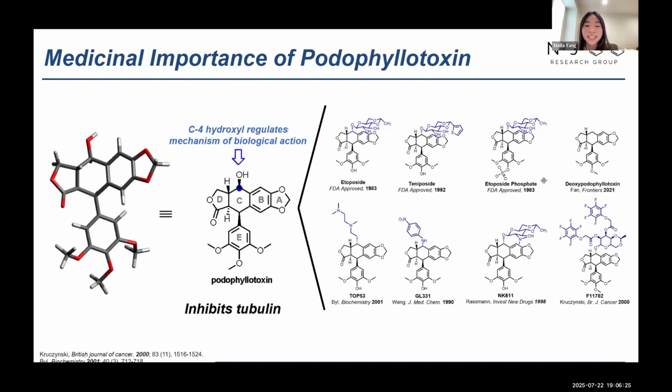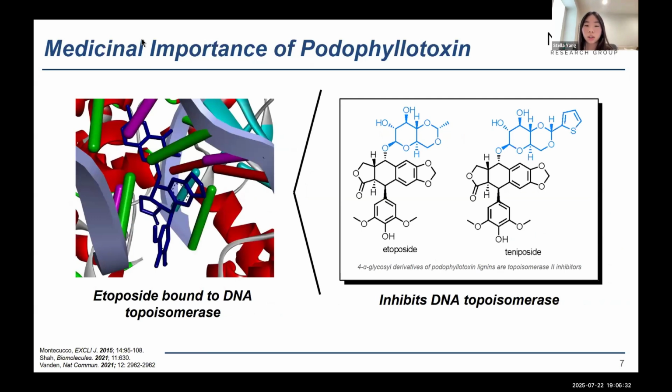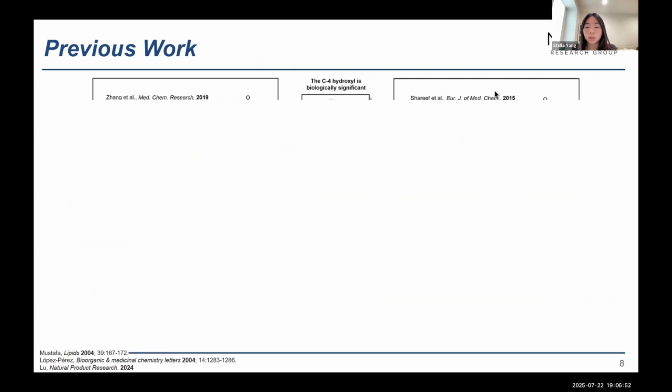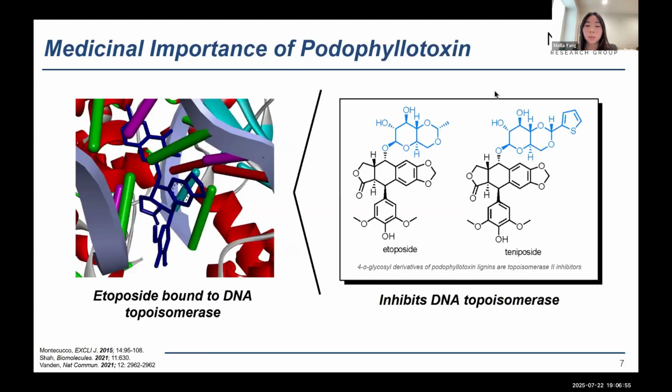So in this slide, we wanted to highlight two compounds specifically, etoposide and teniposide. So these are two FDA-approved drugs, and they have these sugar groups at the C4 position rather than the hydroxyl group that podophyllotoxin does. And this slight modification at that one C4 position completely altered the biological activity. So instead of binding to tubulin, these two compounds bind to DNA topoisomerase, and this established the C4 position as a site of biological importance.